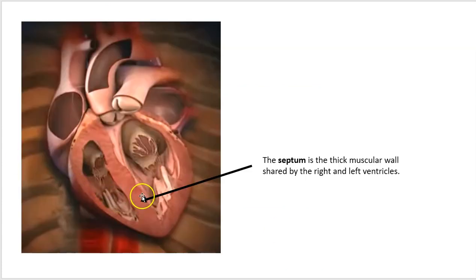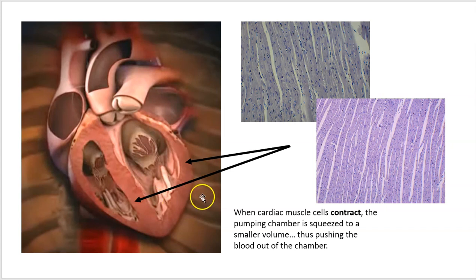In the case of the heart, then, the cardiac muscle cells form the walls of these big, powerful pumping chambers. And the septum is this thick muscular wall shared by the right and left ventricles. So when cardiac muscle cells contract, the pumping chamber is squeezed to a smaller volume, thus pushing blood out of the chamber. So notice then, cardiac muscle cells are not attached to bones, they're attached to other muscle cells, and when all those muscle cells contract, the whole chamber gets smaller.